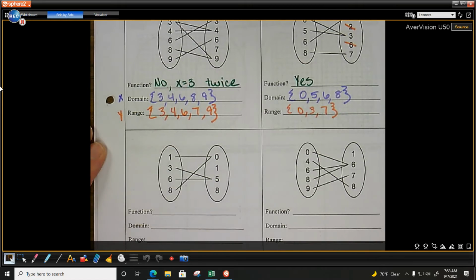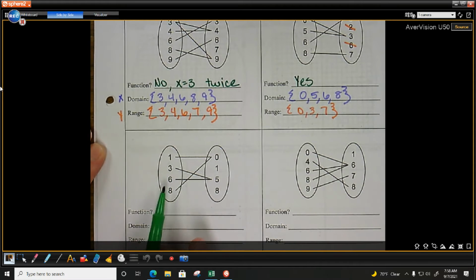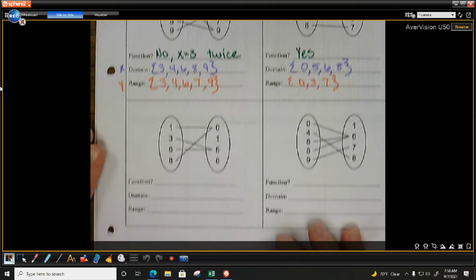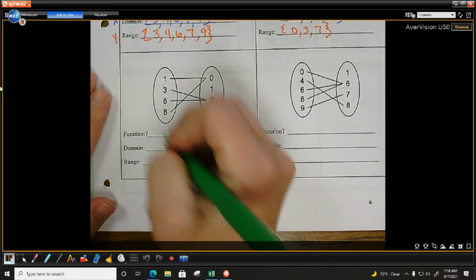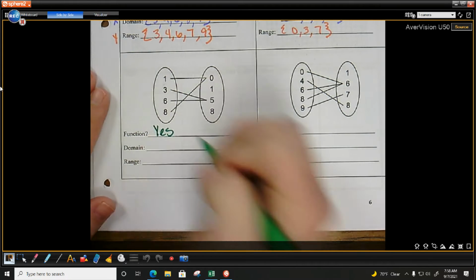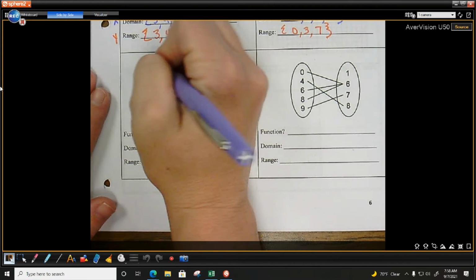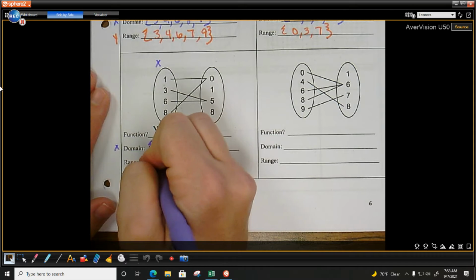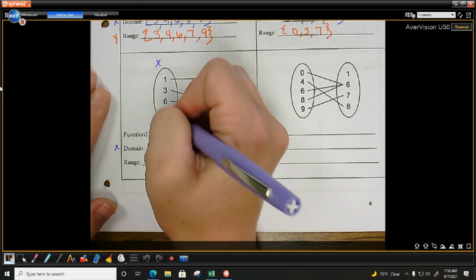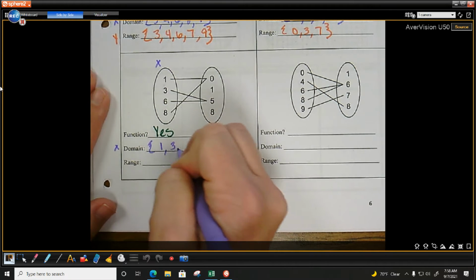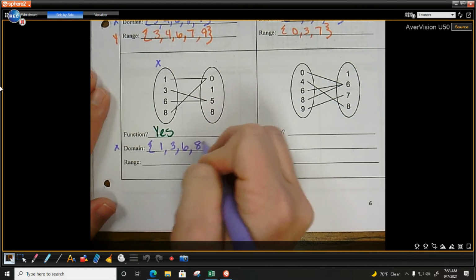Next one, are there multiple lines from any of these x values? No. So is this a function? Yes. Your domain is your x bubbles: 1, 3, 6, 8. Already in order of small to big and no repeated values.